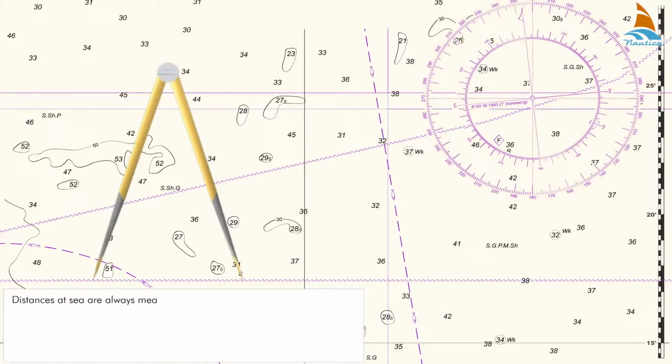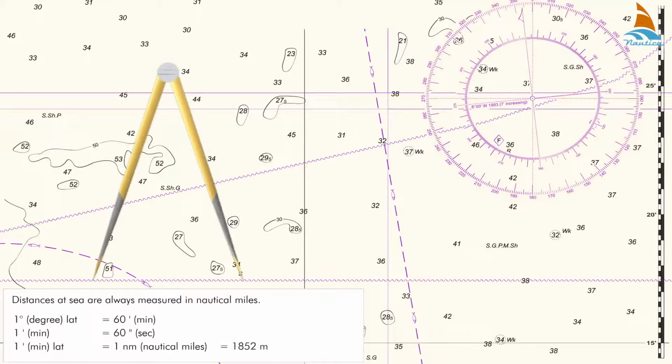Distances at sea are always measured in nautical miles. 1 degree of latitude is equal to 60 minutes, and 1 minute is equal to 60 seconds. 1 minute of latitude is equal to 1 nautical mile, 1,852 meters, or 6,076.11 feet. Before you measure any distance, look at the scale of your chart.